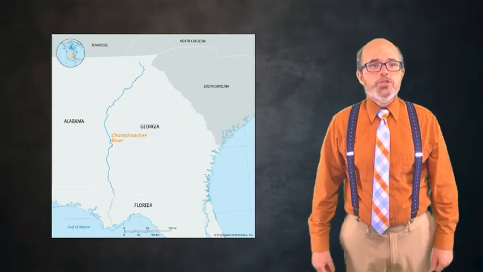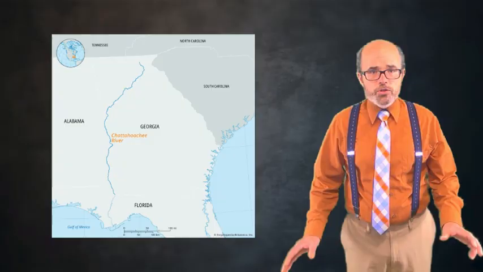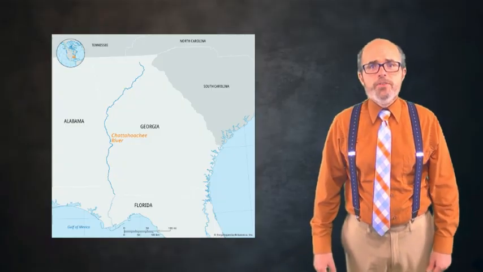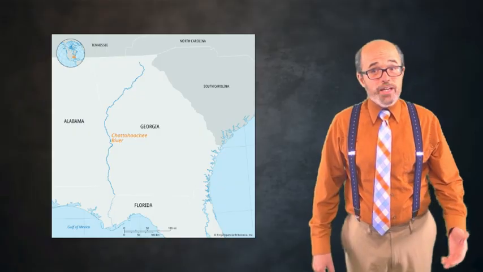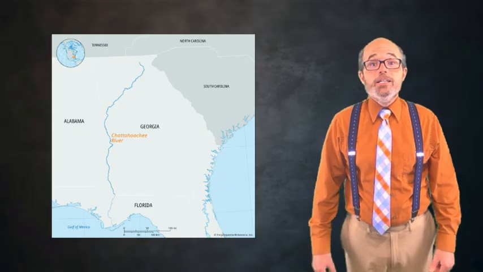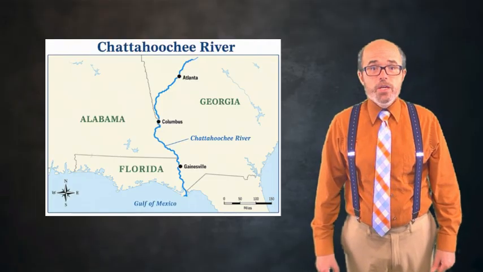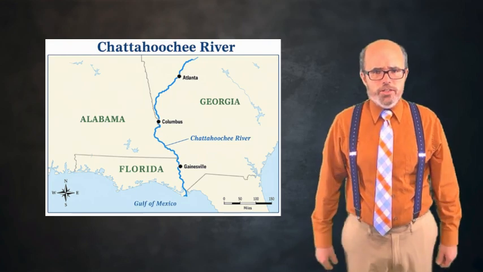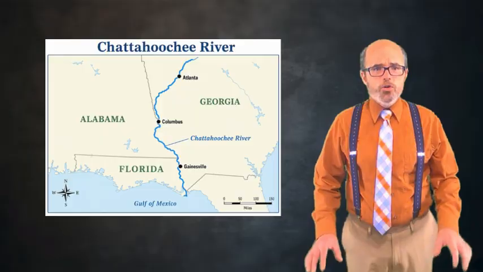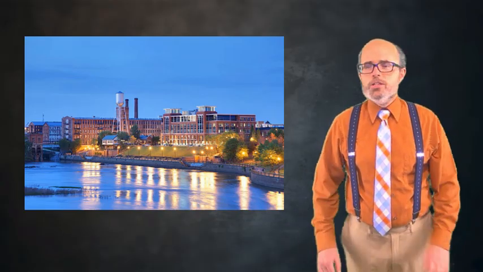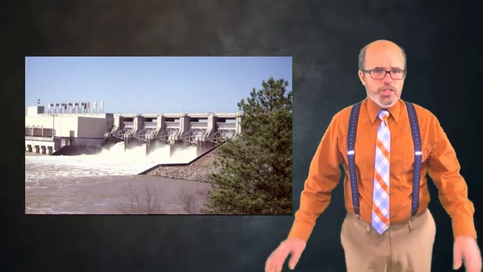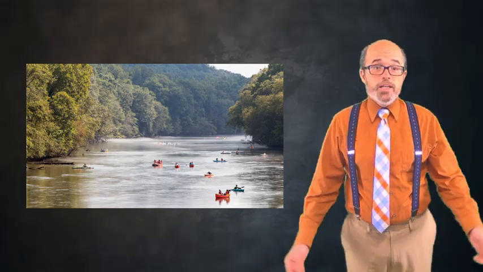The first is the Chattahoochee River, and it's the largest river in Georgia. It begins in the Blue Ridge Mountains, and it flows southwest, forming a border with Alabama and emptying into the Gulf of Mexico. Some of Georgia's largest cities are near this river, making it a critical water source. It's a major river in the state, central to transportation, hydropower, recreational activities, and of course, drinking water.